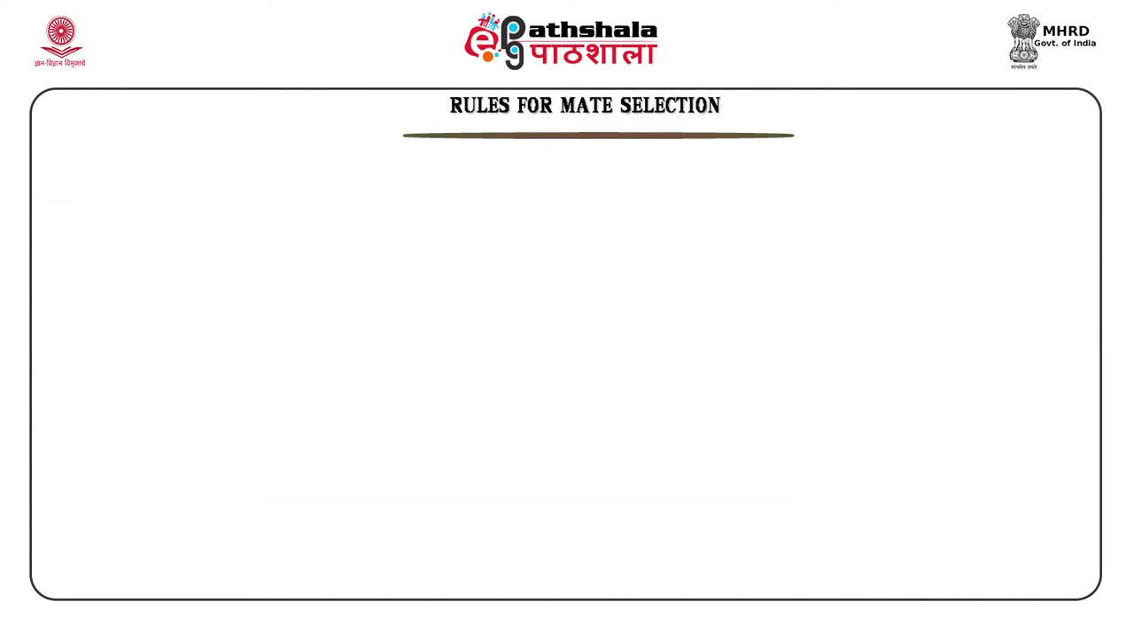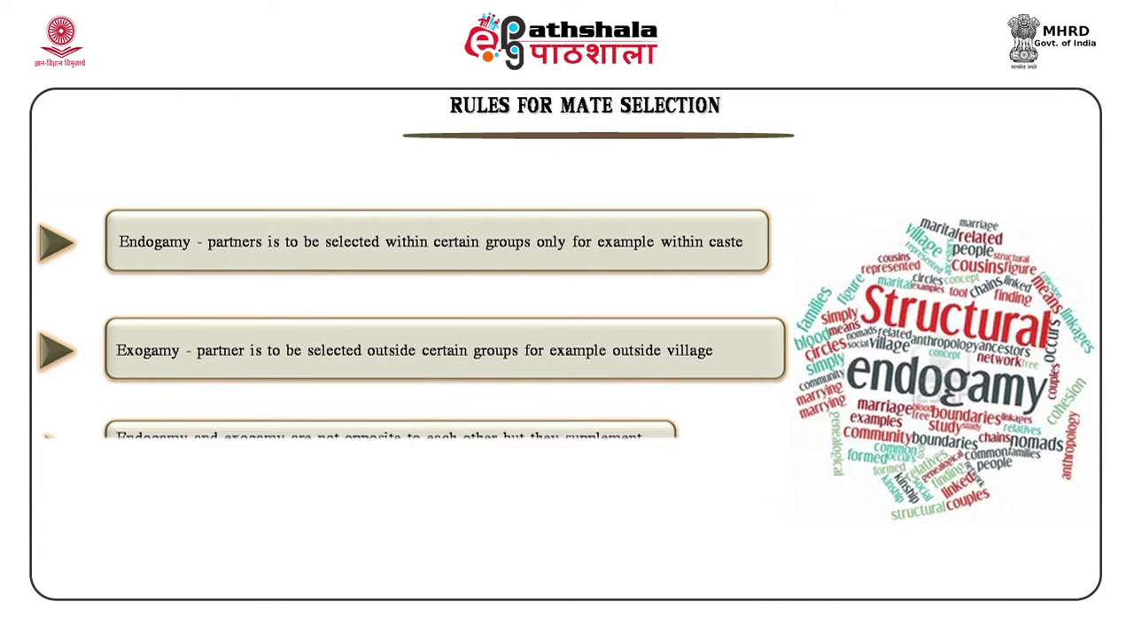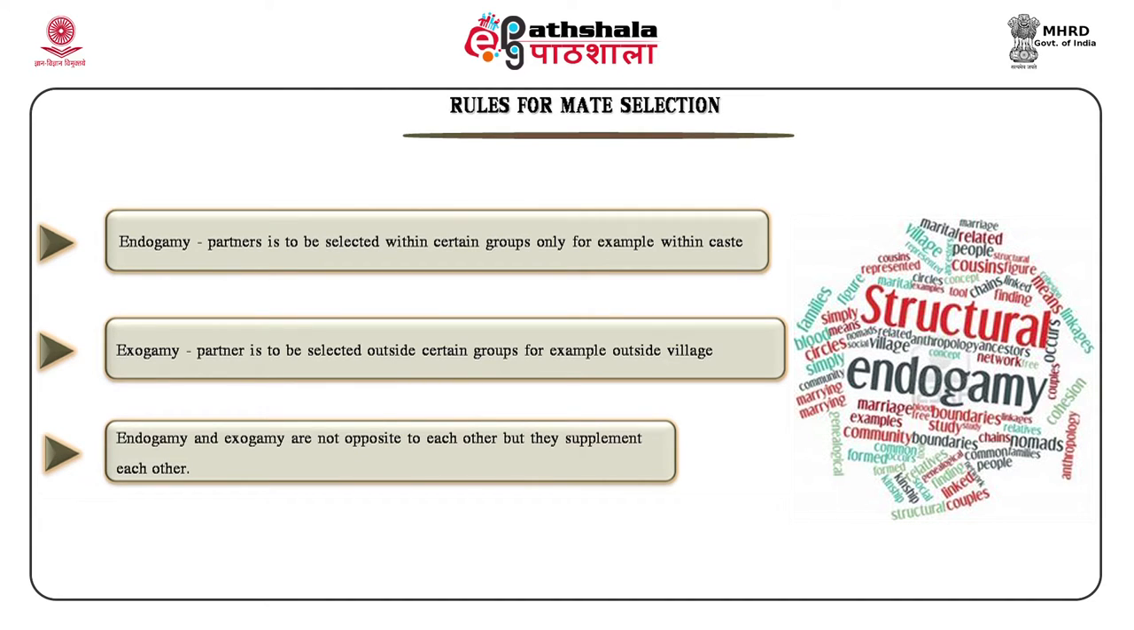In India, as in all other societies, there are elaborate rules laid down for mate selection. Endogamy, where the partner is to be selected within certain groups, remains one of the major guiding rules for mate selection even today. Endogamy and exogamy are not opposite to each other, but they supplement each other. Caste endogamy is largely followed in contemporary India.